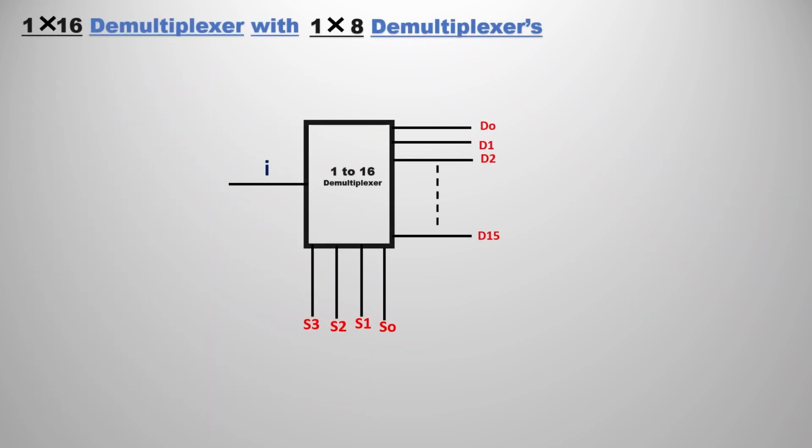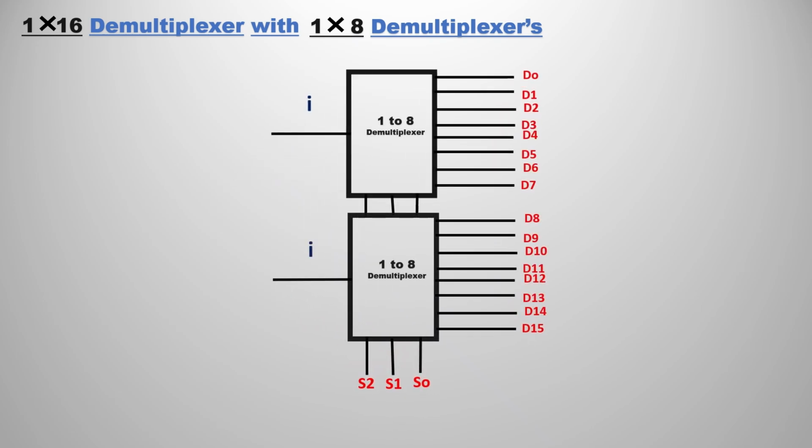For more clarity, we are going to implement the 1x16 demultiplexer with the help of 1x8 demultiplexers. Basically, we are going to use two 1x8 demultiplexers for the formation of a 1x16 demultiplexer. So let's see how to do that. We have a dedicated video for the multiplexers on how to implement higher multiplexers with the help of lower multiplexers. If you want that video, I am giving the link in the description box, check it out. But this is the same thing that we are going to implement.